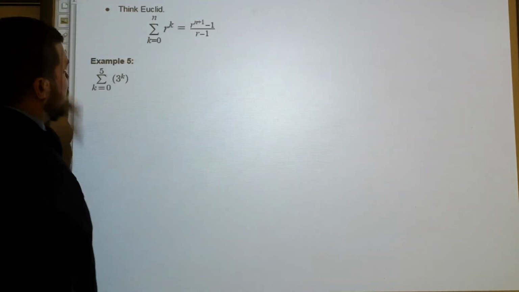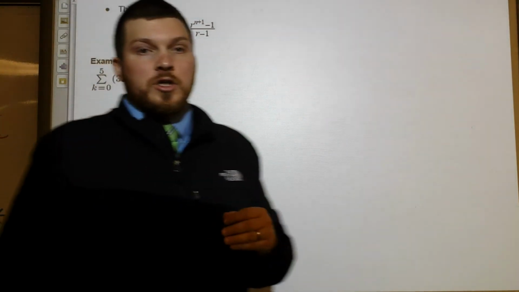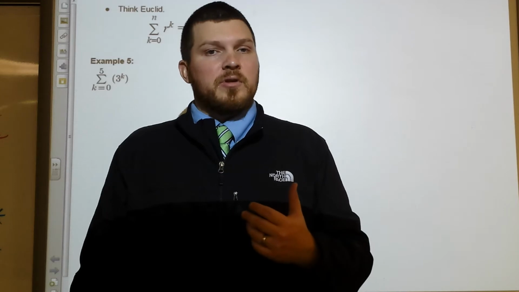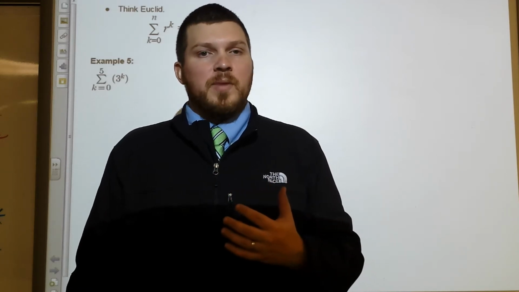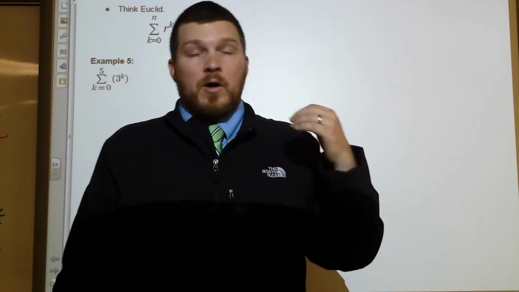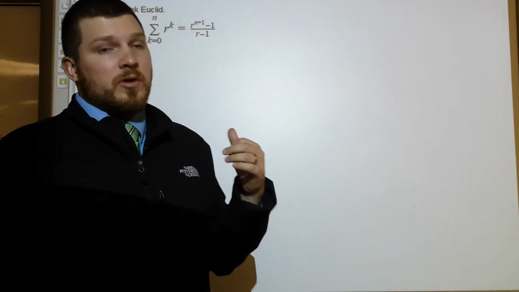One more identity. This one's called, think Euclid. Euclid's called the father of geometry. He was an ancient Greek guy. Again, he's another one of those mathematicians. I strongly encourage you to go back on Wikipedia. He did lots and lots and lots of stuff. Arguably the most important mathematician.